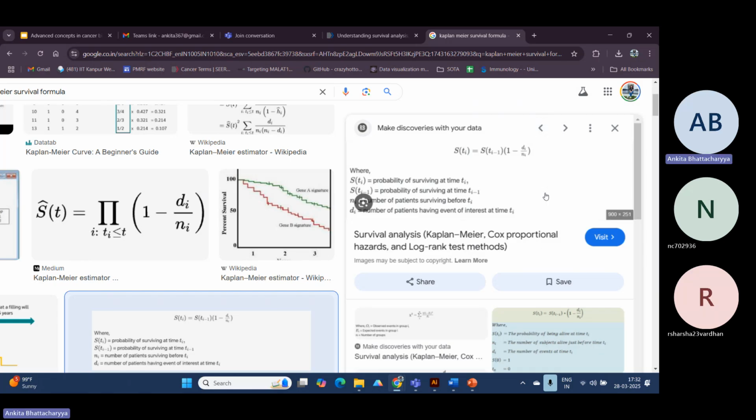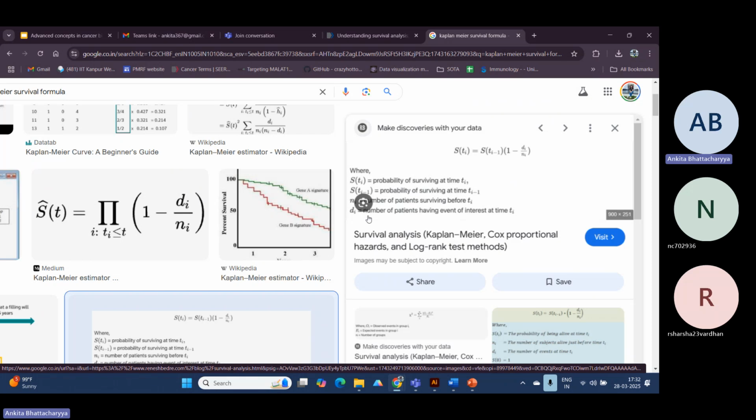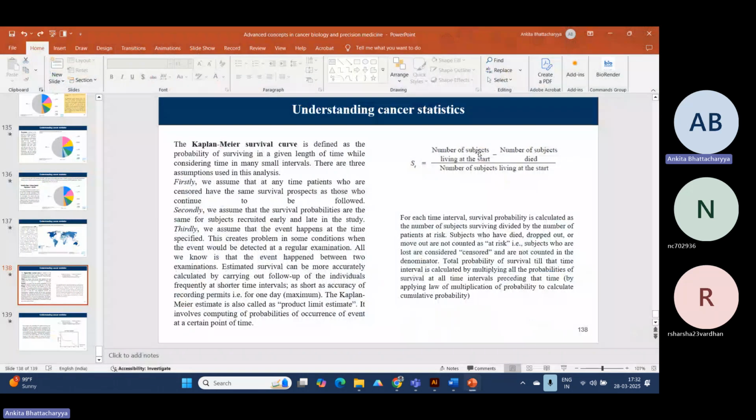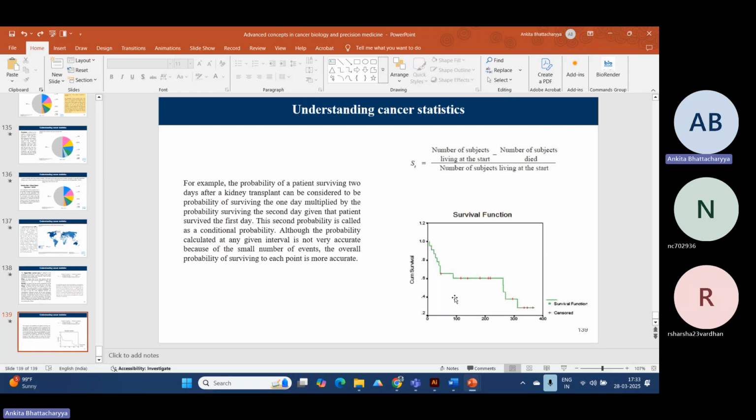So all of that is together used to measure the number of people who have that particular disease at the time of interest that you are studying. This has been simplified and represented here. Overall, for each time interval, what you calculate is the number of people who were living in the beginning and the number of people who died, and the number living in the beginning is used in the denominator. Altogether, these functions are used to calculate the survival function, which is what you're seeing in this green plot.